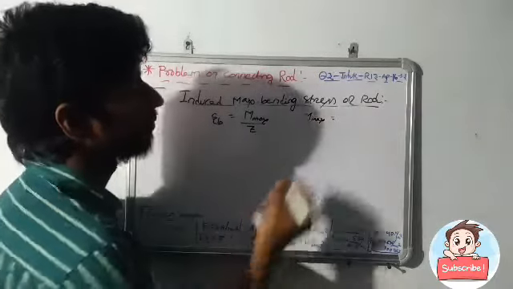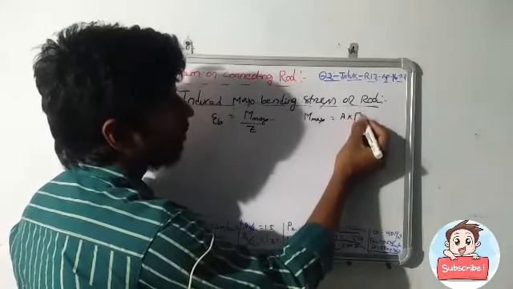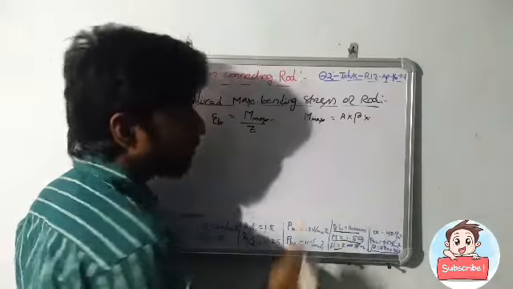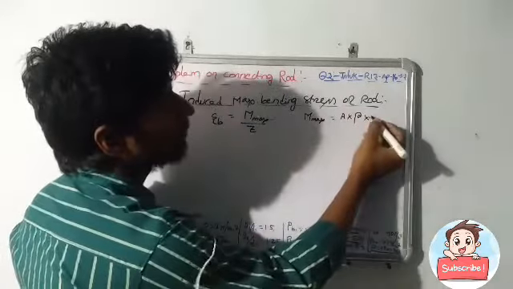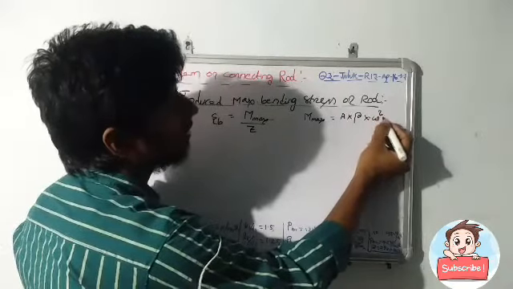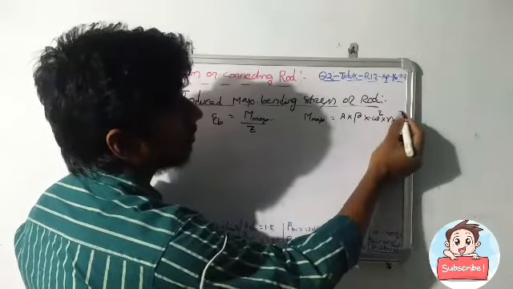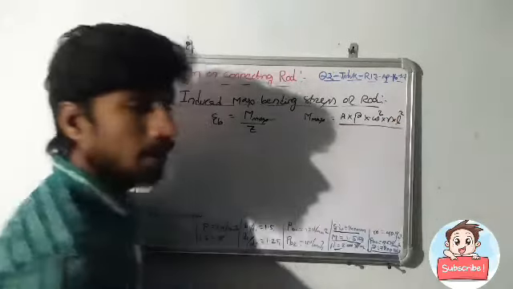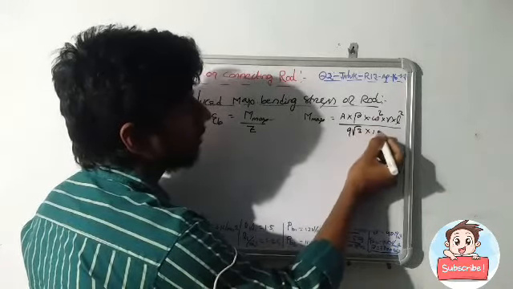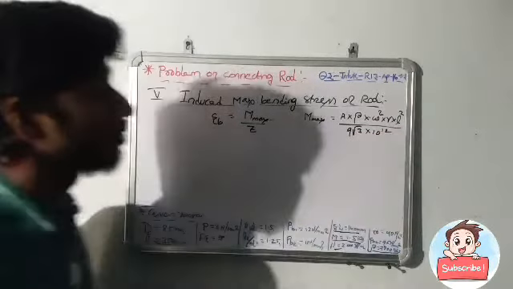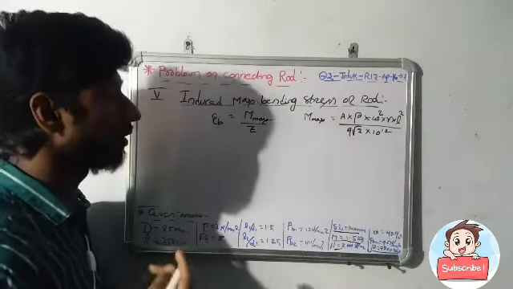That is equal to the area of the cross section of the connecting rod into the density of the material, that means which type of material we are considering here, the density, into angular velocity square and radius of the crank, length of the connecting rod square, divided by 9 root 3 into 10 to the power of 12. So this is the formula to find the maximum bending moment acting on the connecting rod.